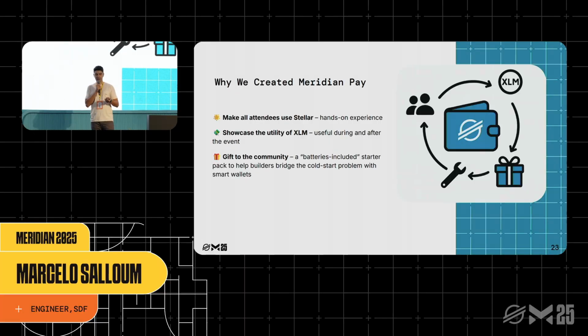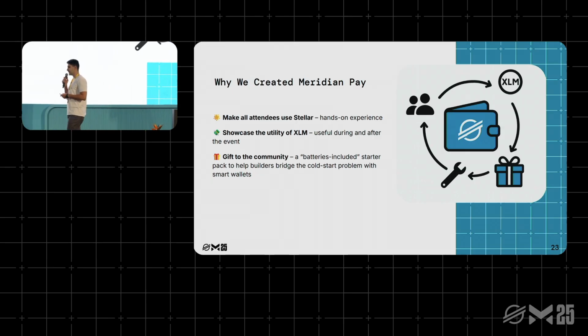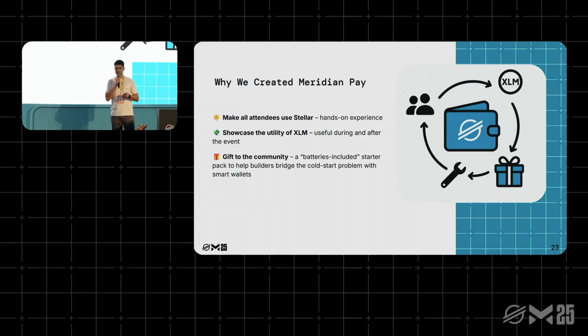So first of all, we wanted to get all the attendees to actually experience the Stellar network, because we know you learn better from real interactions than just watching slides. And the second intention was to showcase the use of XLM and its utility. So you can use it already in the conference. In the venue, you can purchase juice, you can purchase mate, and this goes beyond the conference. After this, you'll be able to get your funds out into your own wallet or donate it to some of the NGOs we'll be suggesting.